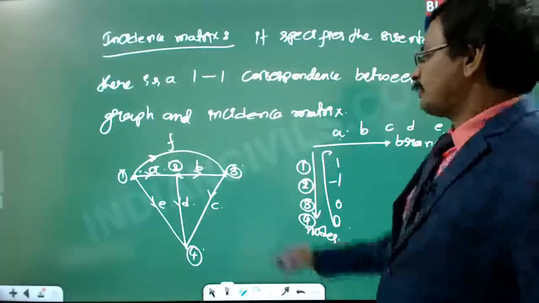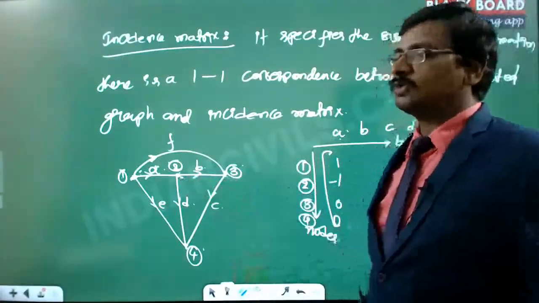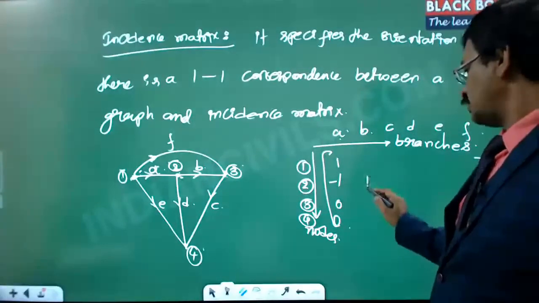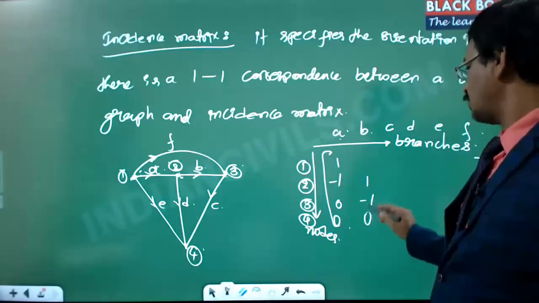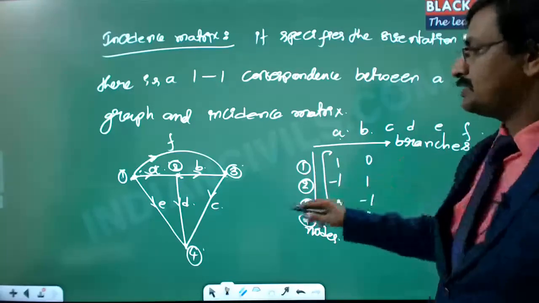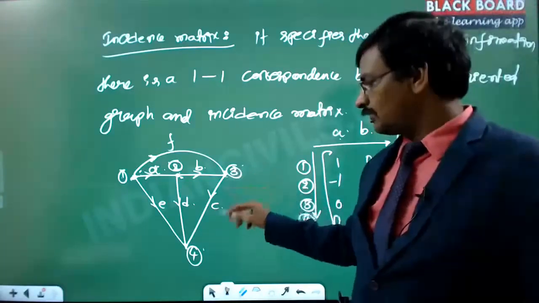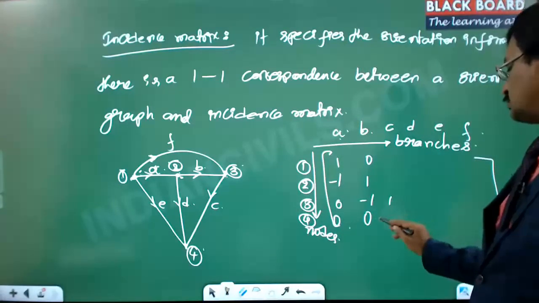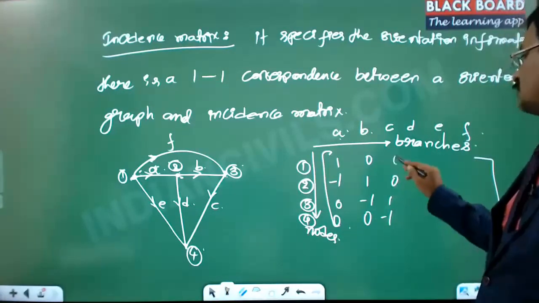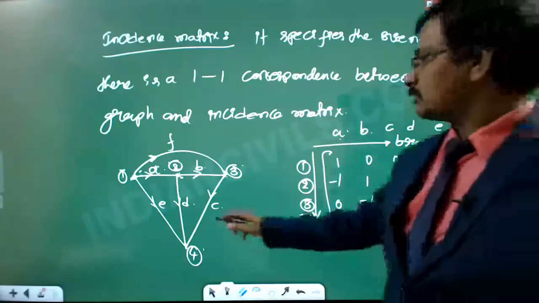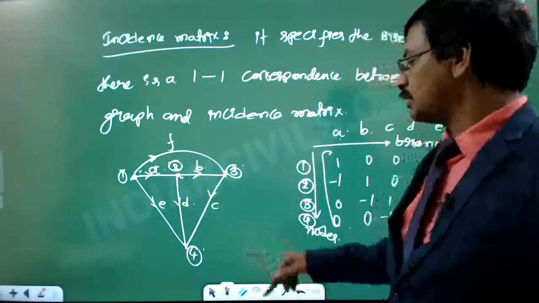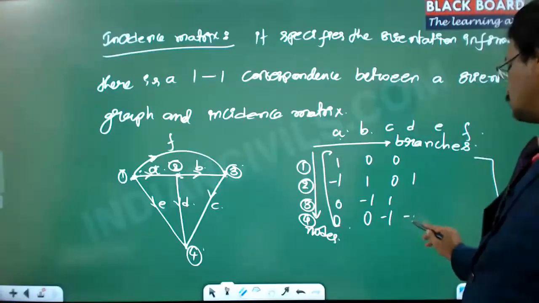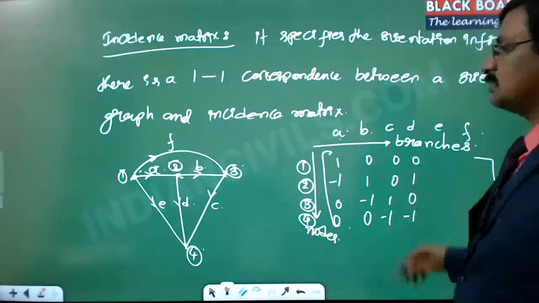Yeah, great. So for branch B, it goes out of 2 and comes into 3. So this is +1 and this is -1, and the remaining values are 0. And for branch C, it is going out of 3 and coming into 4. So this is +1 and this is -1, and the remaining values are 0. For branch D, it goes out of 2 and comes to 4. So out of 2, this is +1 and comes to 4, this is -1, and the remaining values are 0.